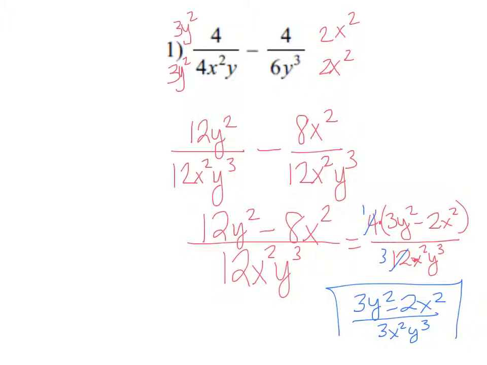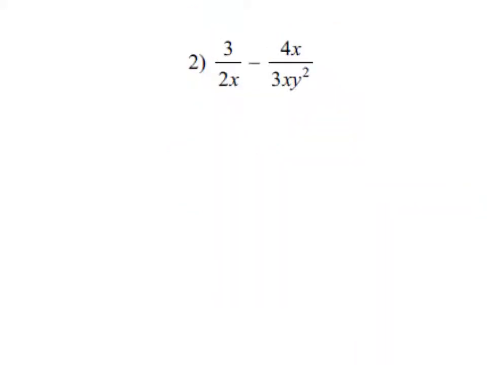Okay, let's try another one. Again we have two monomials, so we're looking at trying to get a common denominator between these two things. So I have to find the smallest number that 2 and 3 both go into. And so that would be 6. So this side times 3, this side times 2.